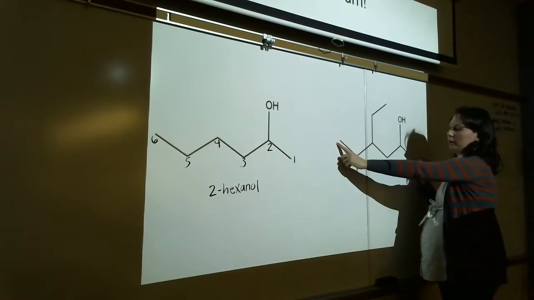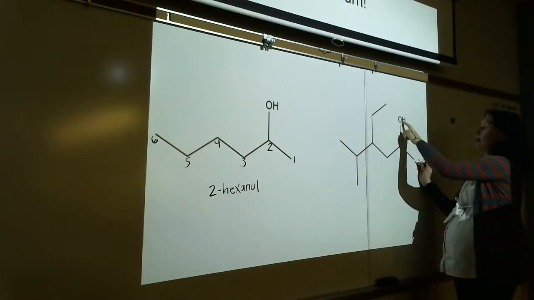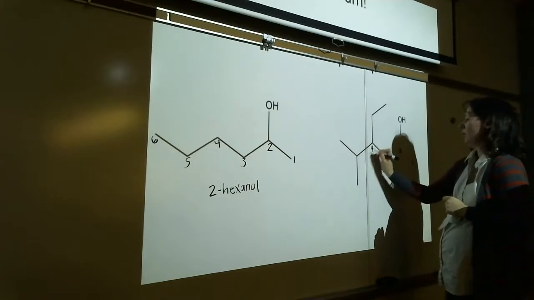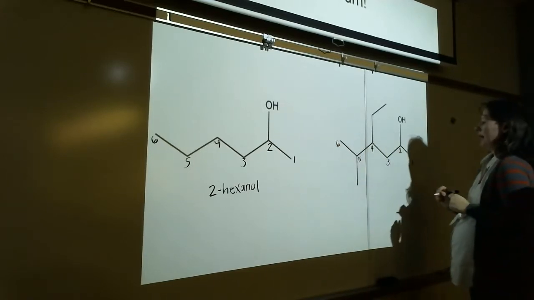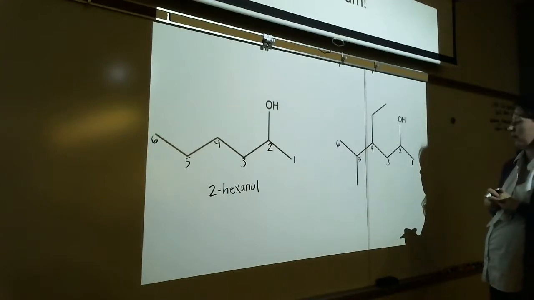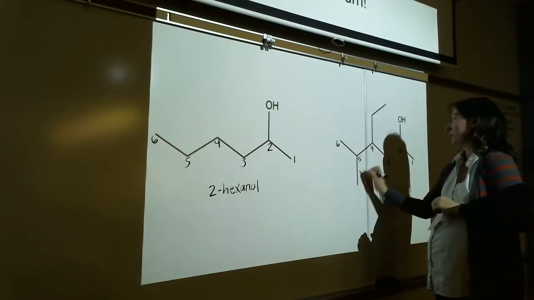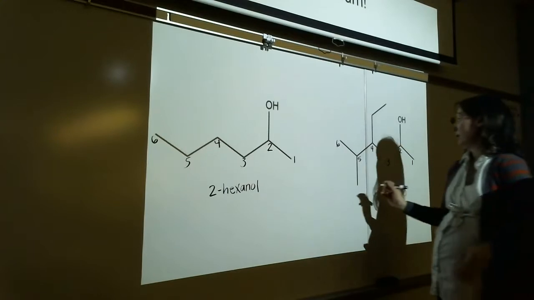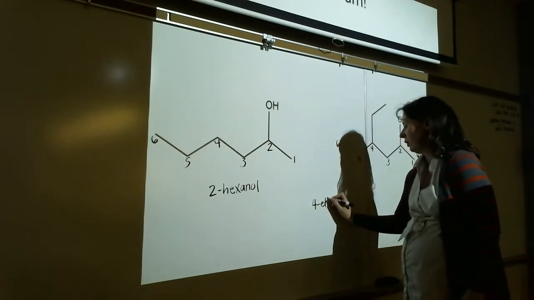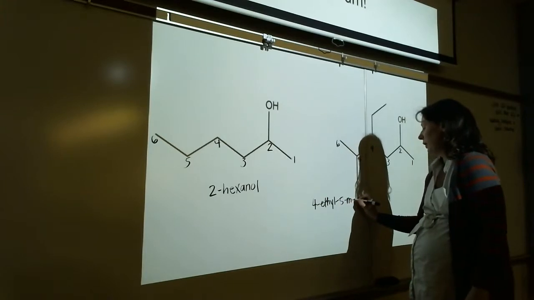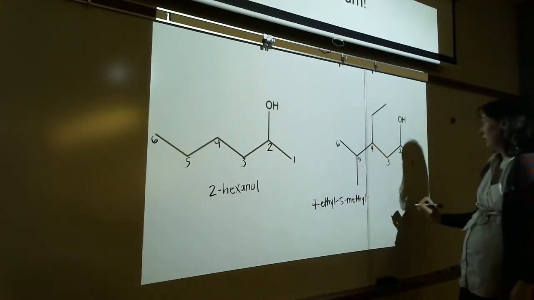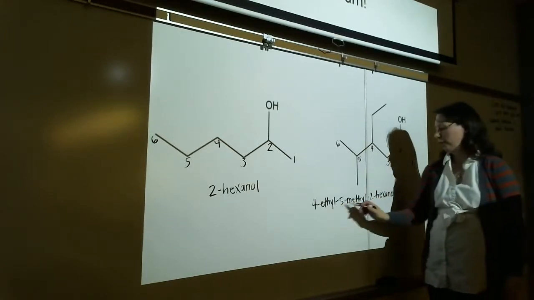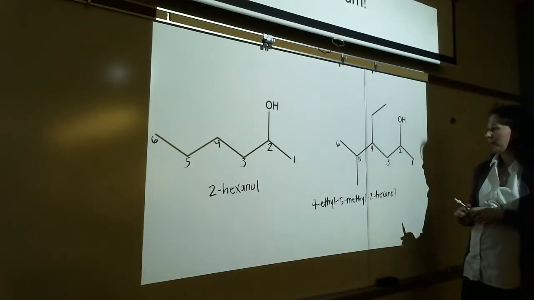Why am I not numbering from here? Because the alcohol takes priority over this methyl group. Good. So 1, 2, 3, 4, 5, 6. And now we just need to do all of our substituents. So this is a methyl group. This is a what group? Ethyl group, right? So we have to go alphabetically. So what's the name here? 4-ethyl, 5-methyl, 2-hexanol, right? And then again, you could have written that as 4-ethyl-5-methylhexan-2-ol. That would work as well.